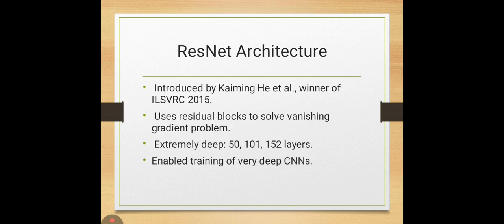Next is the ResNet architecture. It introduced residual connections to solve the vanishing gradient problem. It enabled the training of very deep neural networks such as ResNet 50, ResNet 101, and ResNet 152.